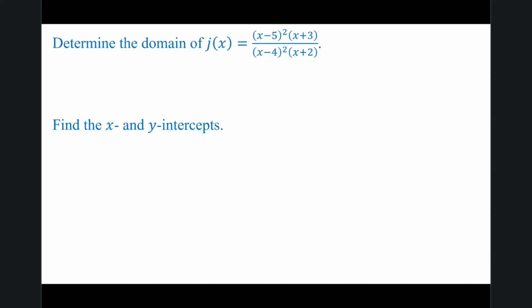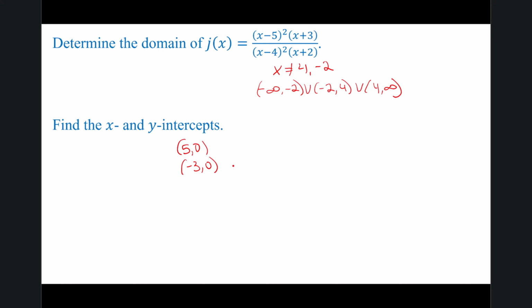Let's graph this function using multiplicities, like we did on the previous example. We have j of x equals x minus 5 squared times x plus 3 over x minus 4 squared times x plus 2. So the domain is everything except for what makes our denominator equal to 0. So x cannot be 4 or negative 2. And in interval notation, that looks like negative infinity to negative 2, union negative 2 to 4, union 4 to infinity. The x-intercepts come from the numerator, so our x-intercepts are 5, 0, and negative 3, 0.